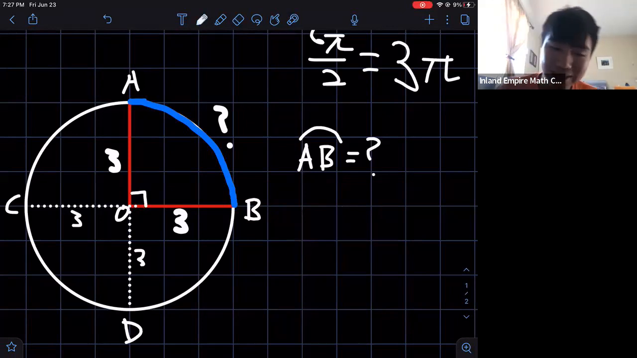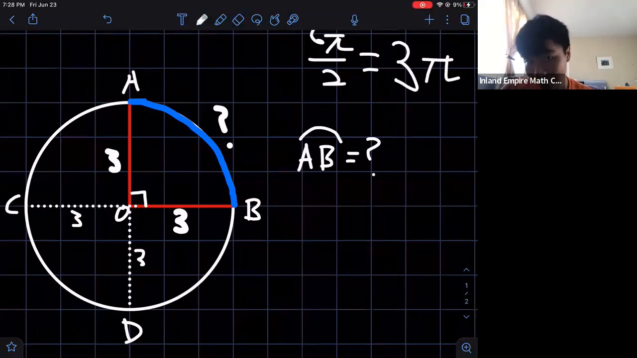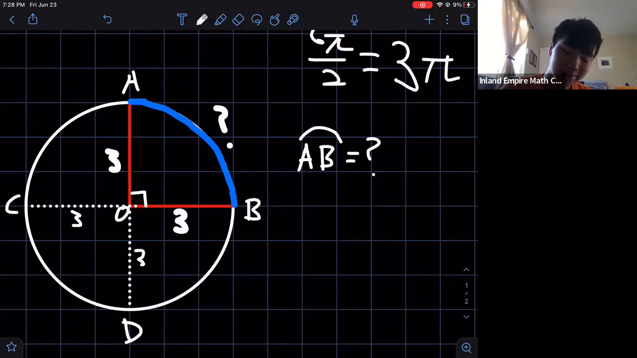So the circumference of this entire circle we can easily figure out, but we're going to have to divide it into 4 pieces. To do that, we just divide this total circumference by 4 to get the length of any of these pieces, which is going to be our answer, the length of arc AB. Well, let's first start by finding the circumference.